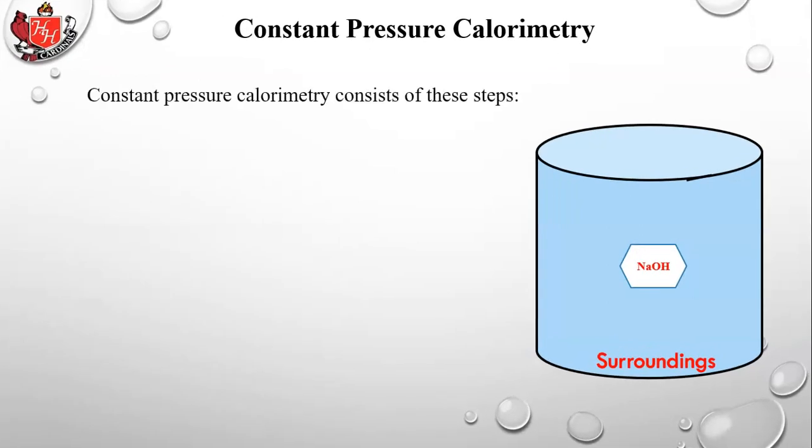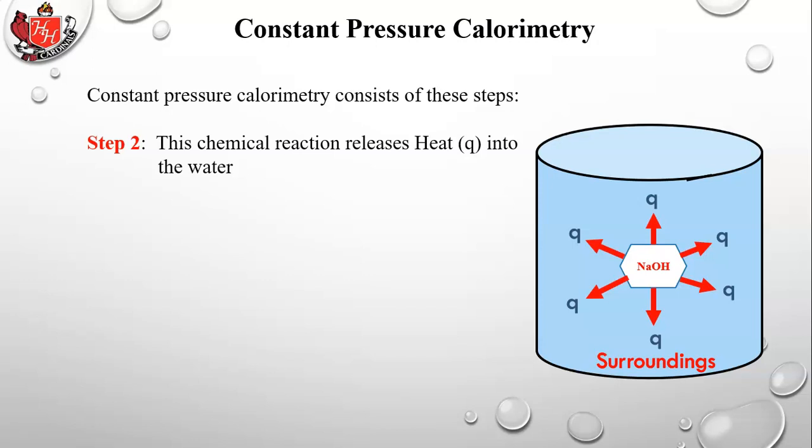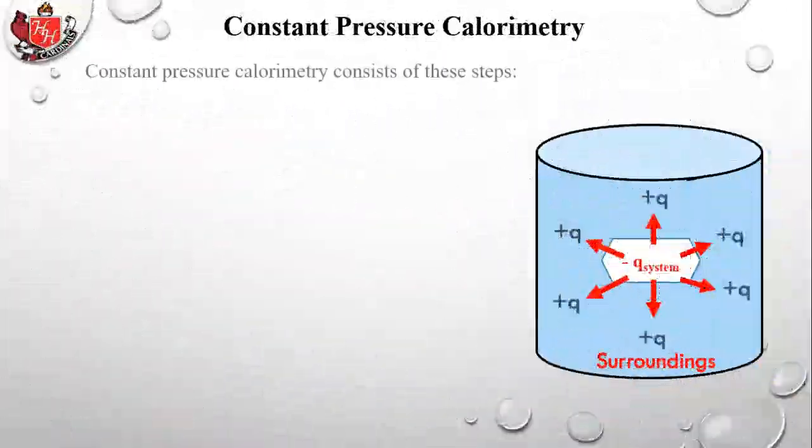Constant pressure calorimetry consists of these steps. Step 2, this chemical reaction releases heat, Q, into the water. So you see the Q coming out of the NaOH. In actuality, that NaOH is distributed all throughout the water. It's not in one place, but we're just doing that to visualize the concept. We're just saying that it's all staying together in one clump in the middle, but it's really spread out evenly throughout the water. But we do not have a way to directly measure heat, so that's a key point to remember. We don't have a heat meter that can measure heat. So what we need to do is measure it indirectly.